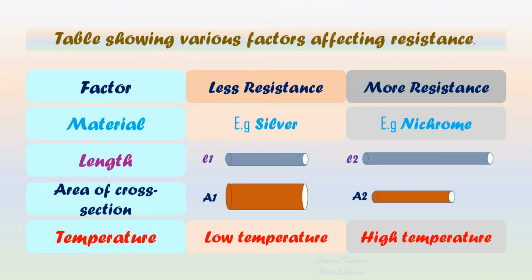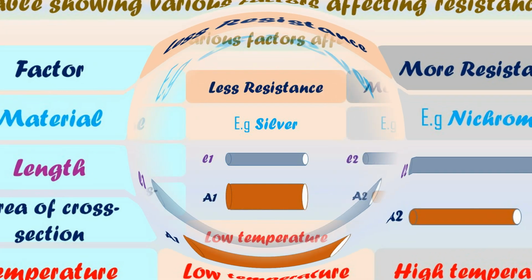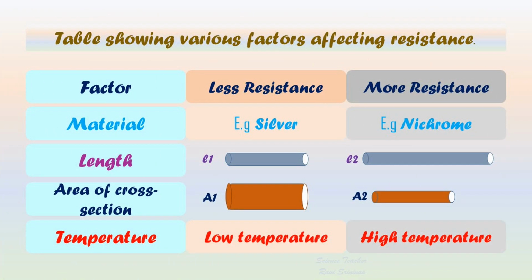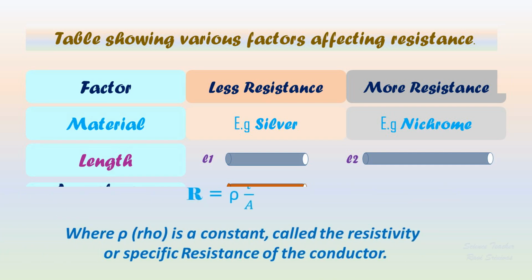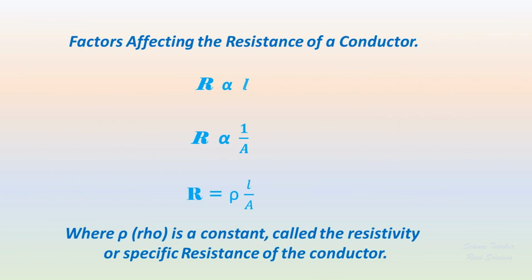Resistance depends on the nature of material of conductor. It means that resistance will be different for nichrome wire and copper wire with same length and area of cross section. The resistance of a wire also changes as the temperature changes. As temperature increases, the resistance of the wire also increases.